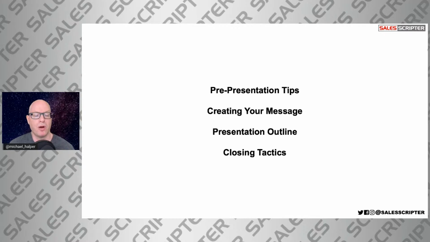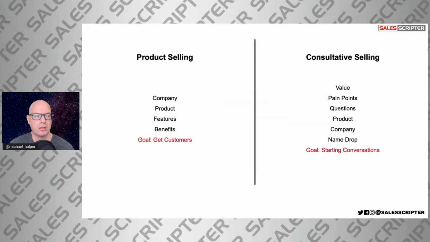All right, let's move on to what you're going to say in your presentation. And so this comes down to creating your message and organizing your thoughts. And it goes back to this. So if you're a product selling salesperson, you're typically going to show up with your presentation and talk about yourself. This is my company. This is what we sell. Do you need what I sell?